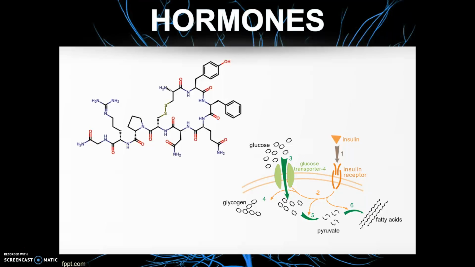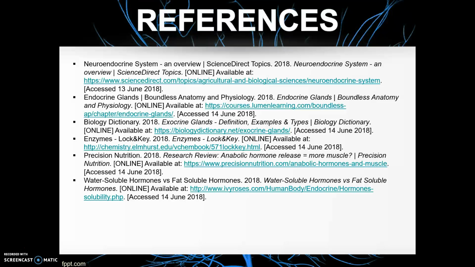And fat-soluble hormones. These are known as lipid-soluble hormones. These are normally created from cholesterol molecules. These can pass through cell membranes. And that was again Ivy Rose 2018. And here are a few references.